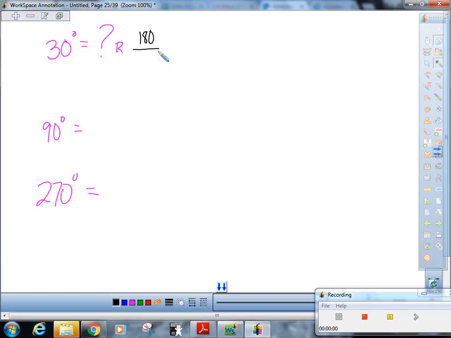180 is to pi, like 30 is to x. So you do 30 times pi divided by 180. X equals 30 times pi divided by 180. And that becomes, anyone know what that is? Pi over 6. Well, that's good.